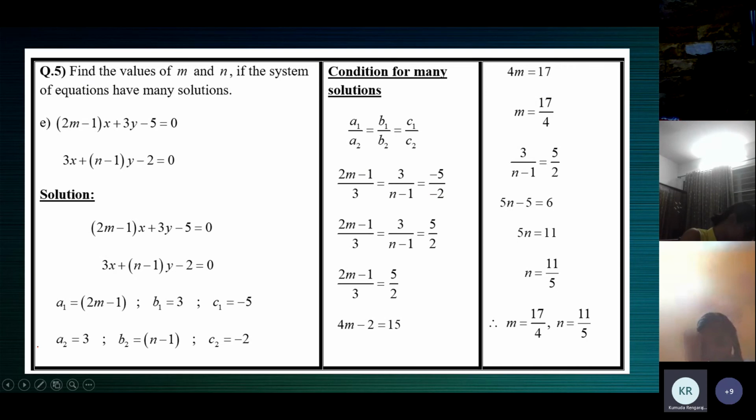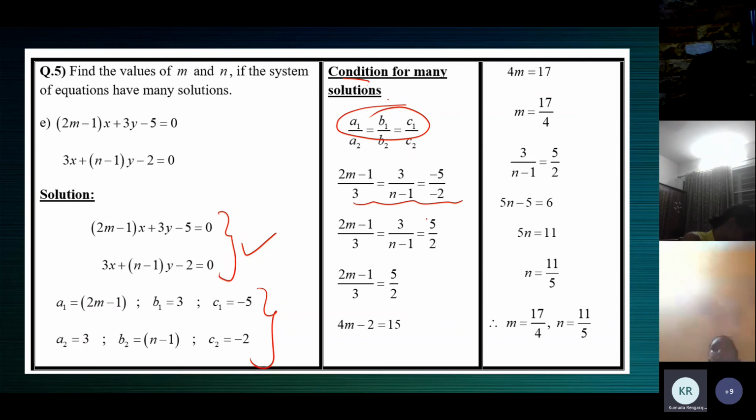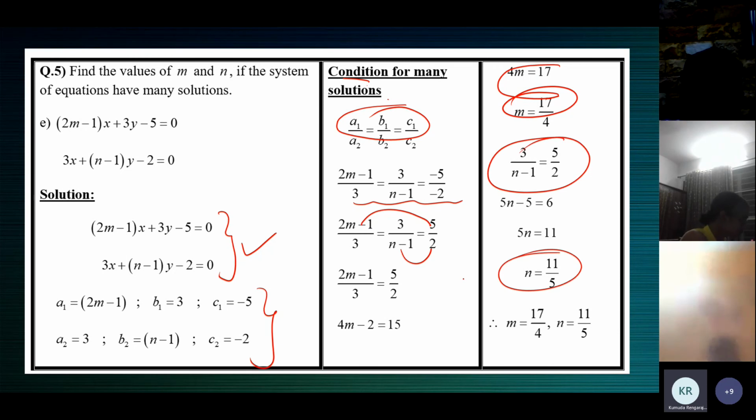Others, please check. So, standard form. Values of A1, B1, C1, A2, B2, C2. Condition for many solutions. Substitution. Equating these two, getting the value of M. Equating these two and getting the value of N. That's all. So simple.